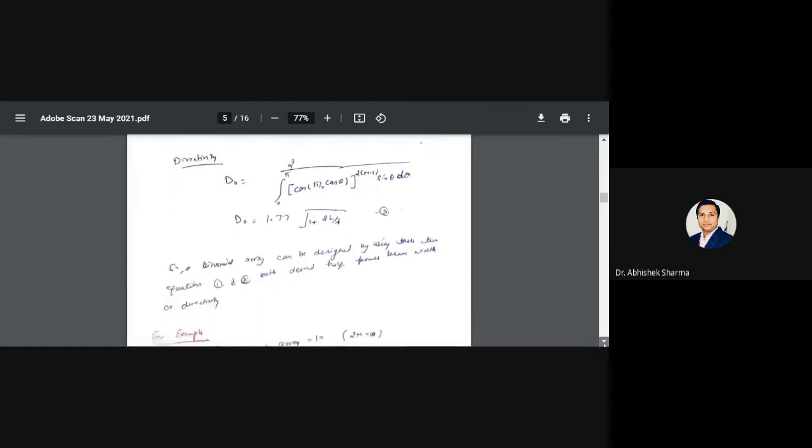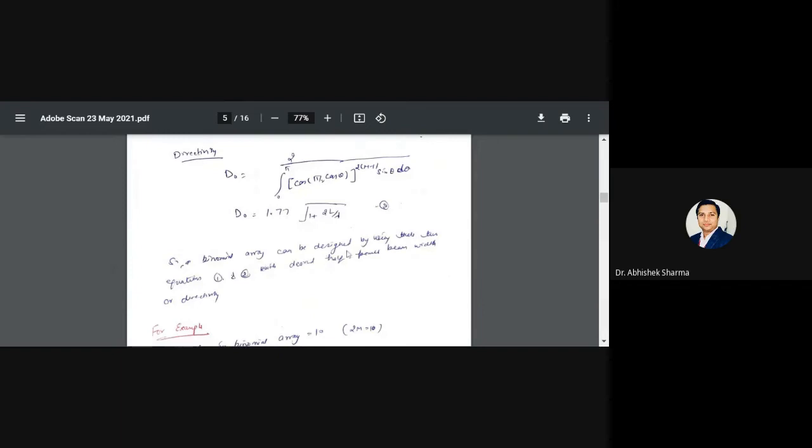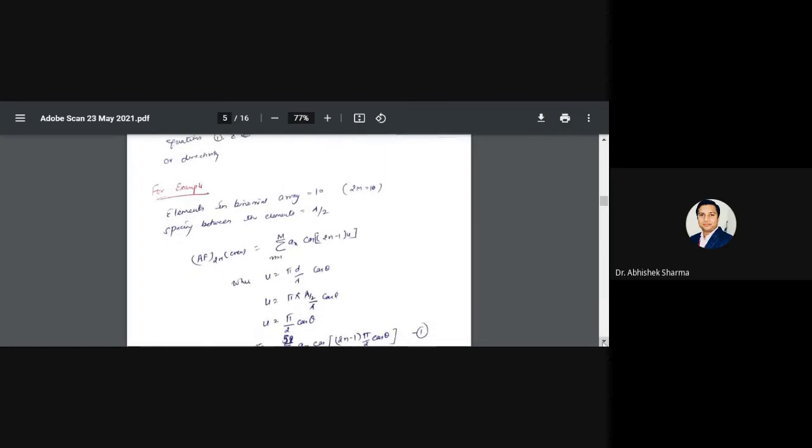So in this way we can design a binomial array by using these equations 1 and 2 and calculate its half power bandwidth and directivity. So let me take a numerical for it. Let the number of elements in the binomial array be 10. Spacing between the elements is lambda by 2.